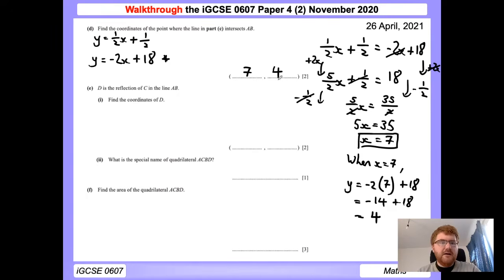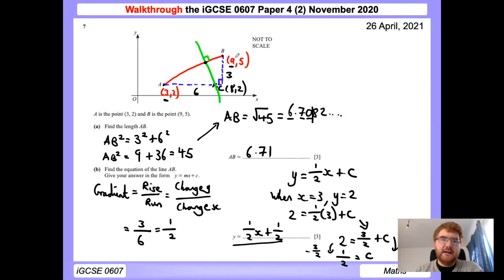Okay, part E, D is a reflection of C in the line AB. Okay, so, right. So D is going to be up here somewhere. So if I continue this line, and this would be D. It will be on the same line, because it's perpendicular. And what we need to work out is the coordinates of that.